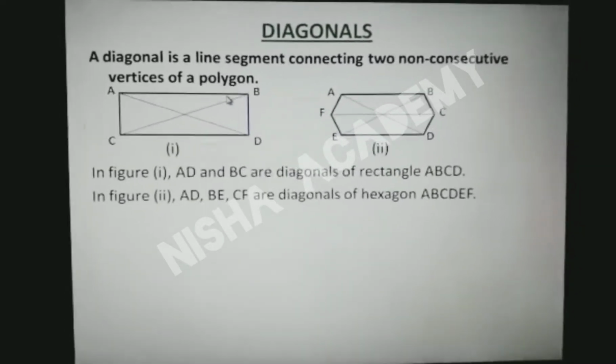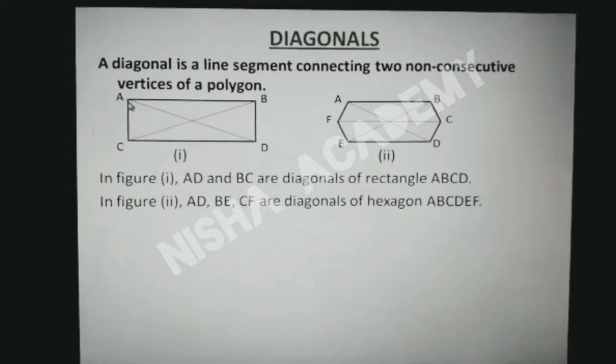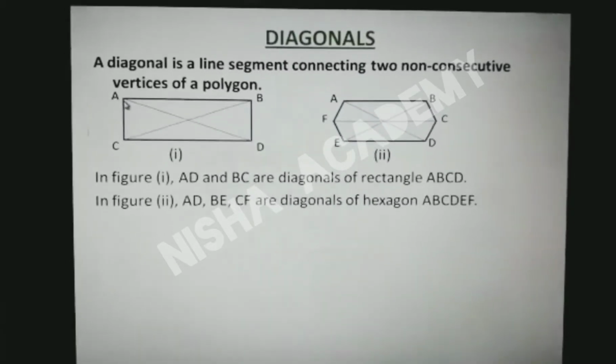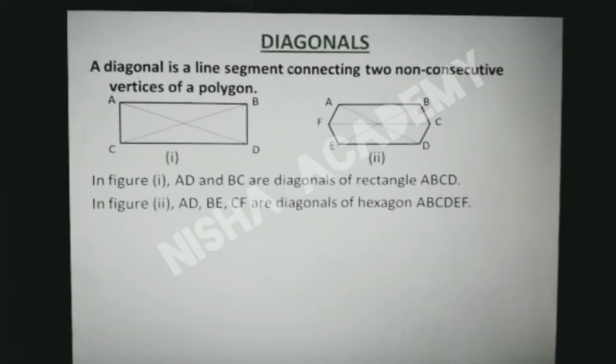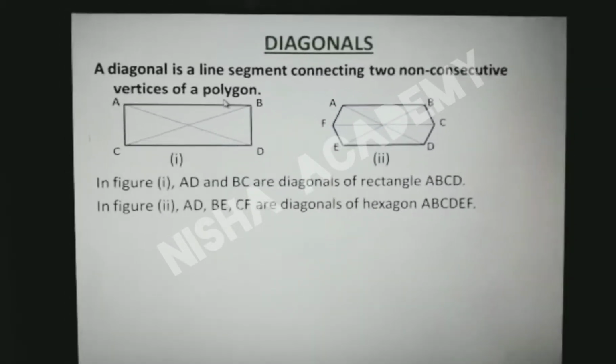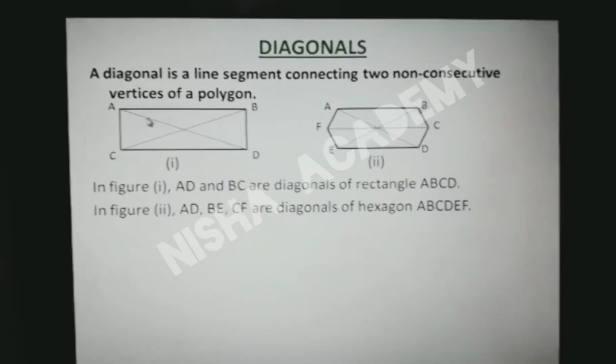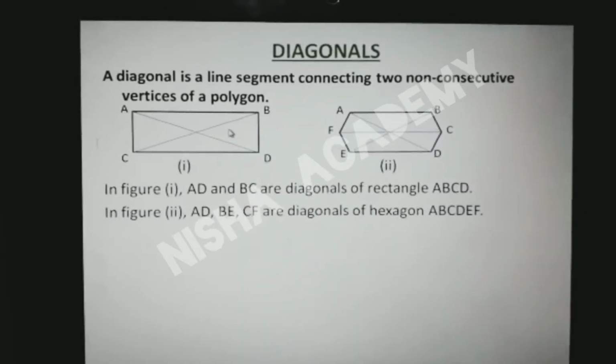So what do you mean by diagonal? Diagonal means a line segment which connects two opposite vertices or two non-consecutive vertices. Whichever word you find simple, you can write two opposite vertices also.